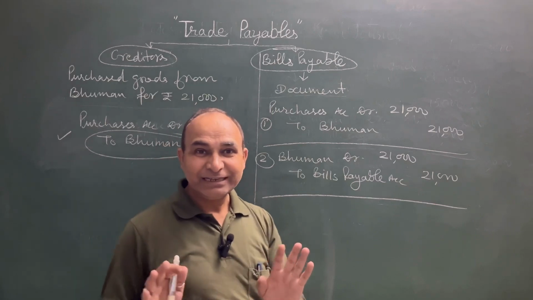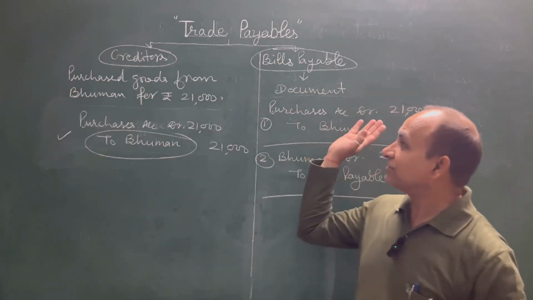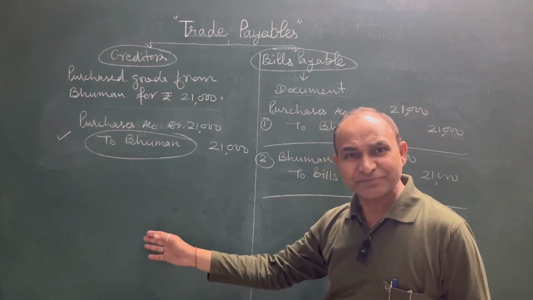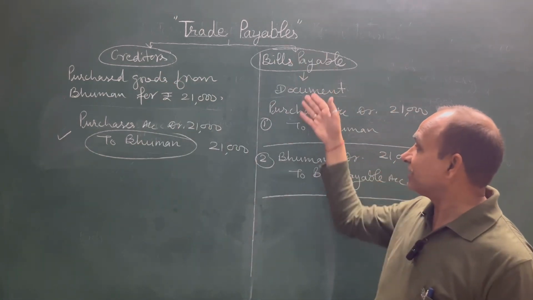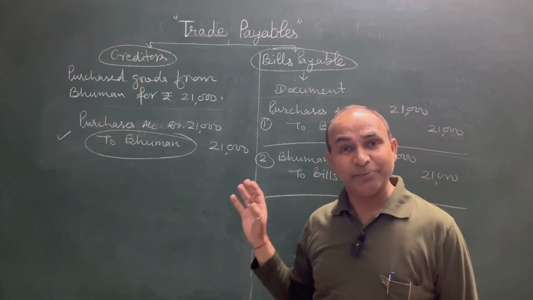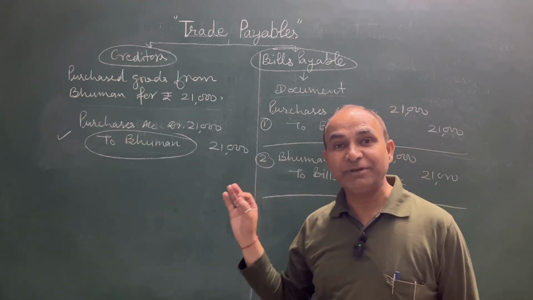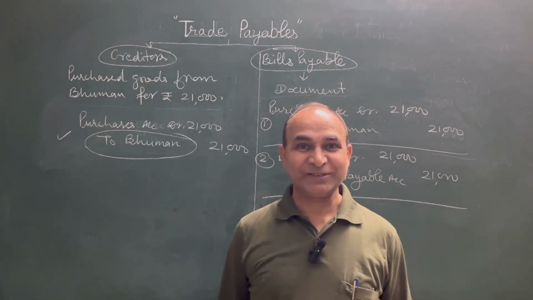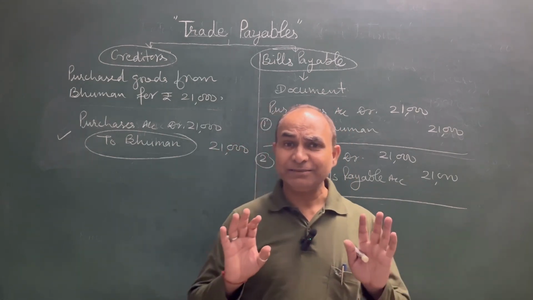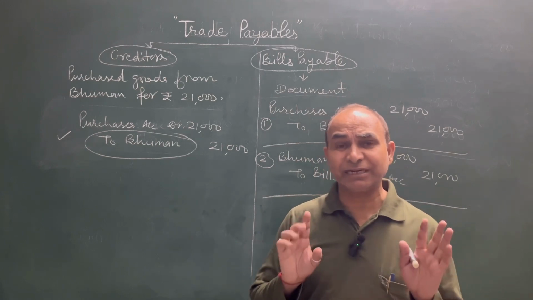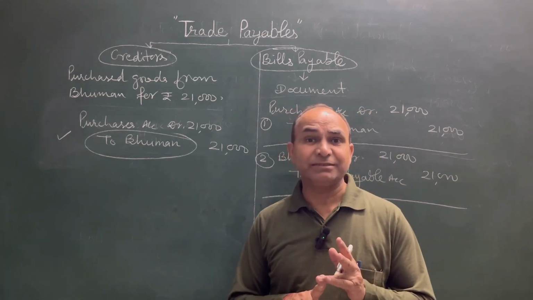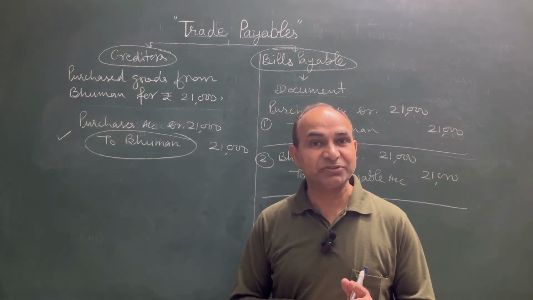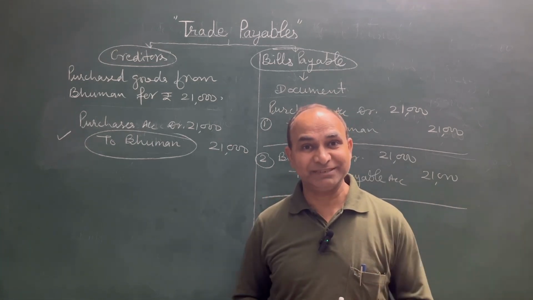So I believe you have understood the difference between creditors and bills payable. This is the unsecured position of the seller, and this is the secured position of the seller. But both are current liabilities which appear on the liability side of the balance sheet. So students, I think I made it clear to you what is creditor, what is bills payable, and finally what is trade payable. These take place when goods are purchased on credit basis.